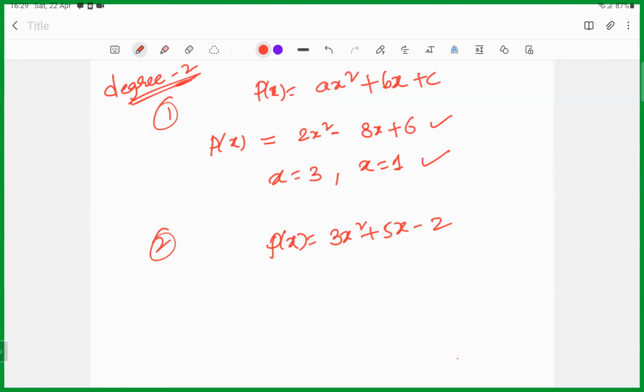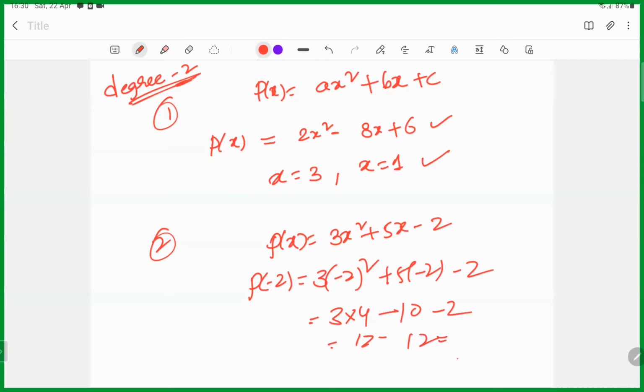Is it not 1/3 and minus two? No, sir. So if you substitute minus two in p of x: p of minus 2 equal to 3 into minus 2 whole square plus 5 into minus 2 minus 2, 3 into 4 minus 10 minus 2, 12 minus 12 equal to 0. Yeah, check it again, it should be 1/3 and minus 2.